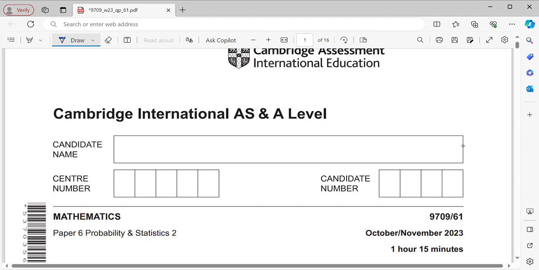This video is to discuss Cambridge International AS and A-Level Mathematics Paper 6, which is the Probability and Statistics 2 for October-November 2023, and the code is 9709/61. Just for your information, the contents of this paper is same as 9709/63. Okay, so these two variants, the paper will be the same. Okay, so let's move on to question number 1.